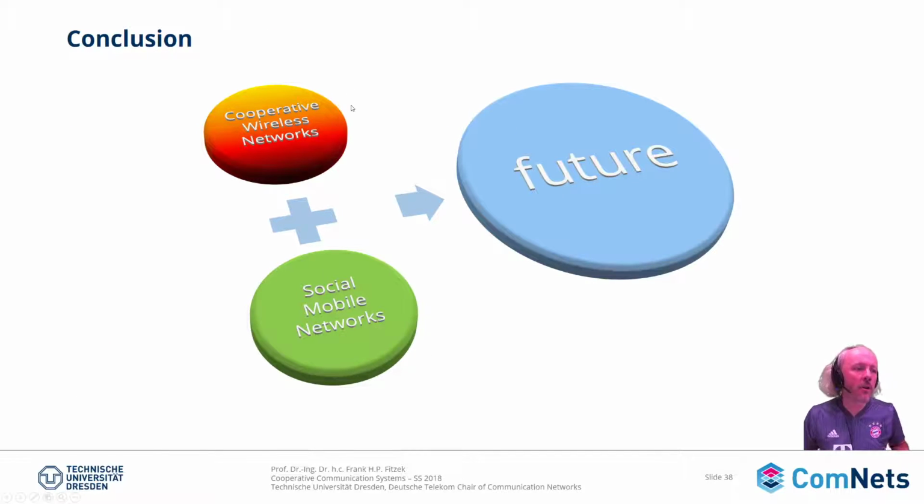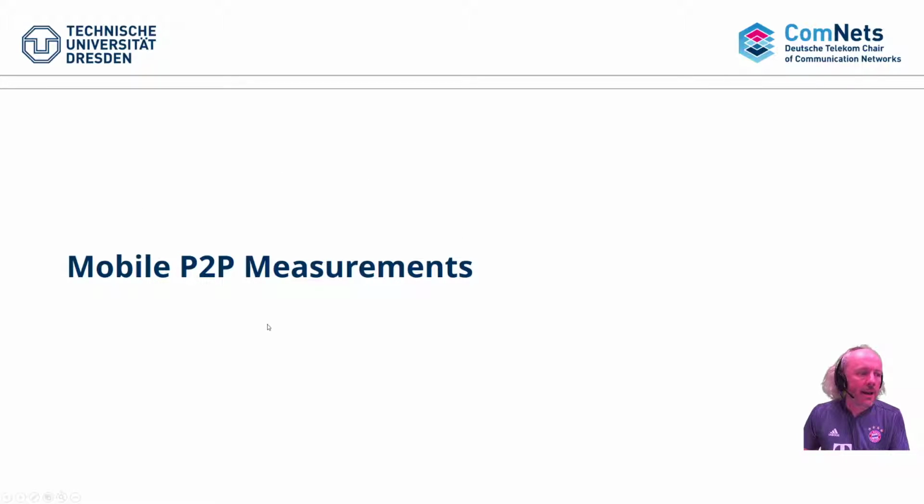Nevertheless, if you think about cooperative wireless networks and social mobile networks, this is a clear way to the future. And we are talking about this for a long time, but you see more and more of these applications coming to light. Okay, next talk will be about the mobile peer-to-peer measurements we did.